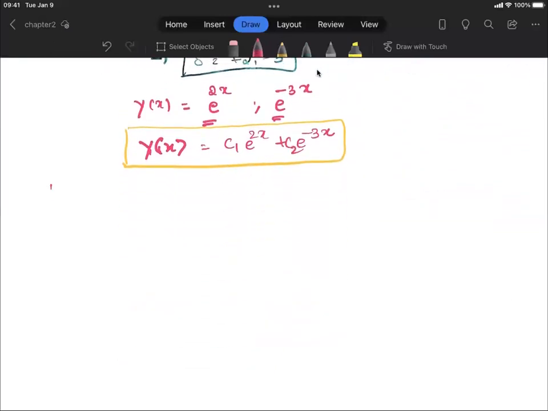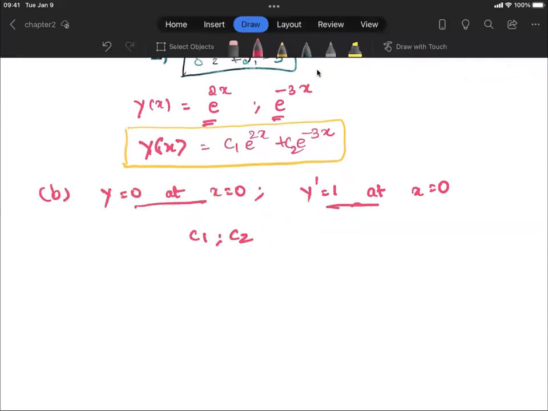Now let's move to part B of the question. Evaluate the arbitrary constants in the solution if the boundary conditions are y equals 0 at x equals 0, and the first derivative is equal to 1 at x equals 0. So the arbitrary constants that we have are C1 and C2. Now we're going to make use of these boundary conditions here to identify what C1 and C2 are.